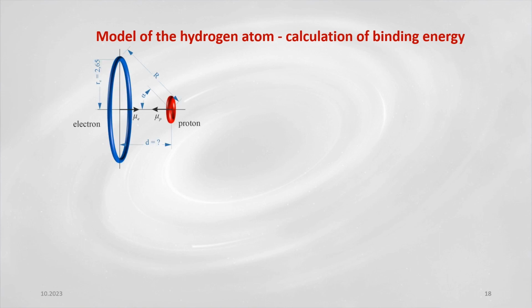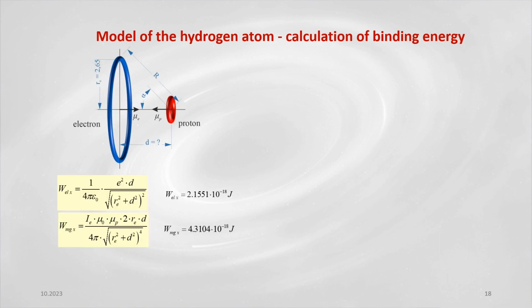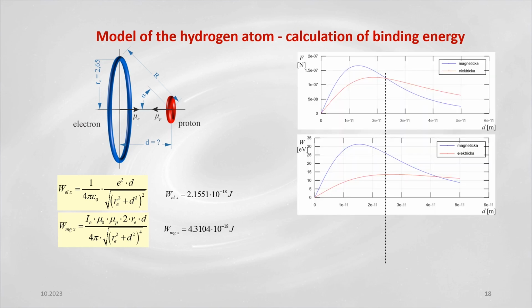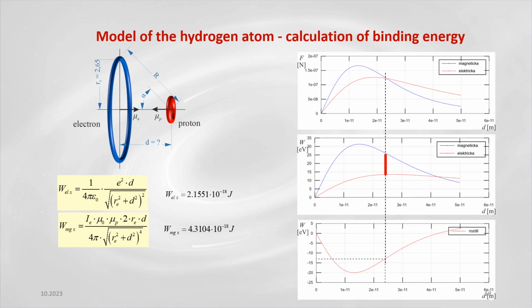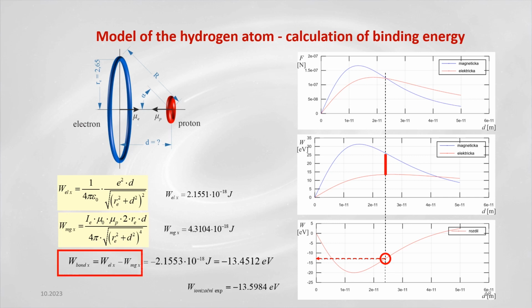From the equations for calculating electromagnetic forces, we can express the equations for calculating electric and magnetic energy on the x-axis. From the graphs of these equations, it is evident that at the equilibrium distance, there is no balance between the energies, but the magnetic energy has a higher value than the electric energy. The difference between the electric field energy and the magnetic field energy on the x-axis at the equilibrium point indicates the energy required to detach the proton from the electron. This value is called the bond energy. In the case of a hydrogen atom on the ground state energy level, the bond energy equals the ionization energy.